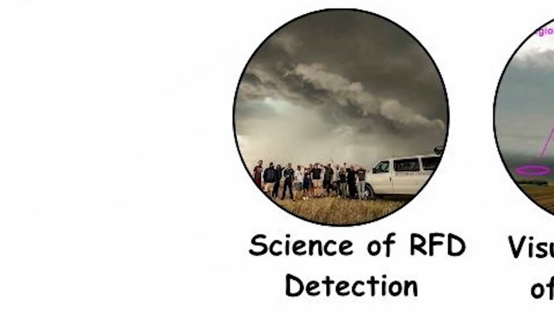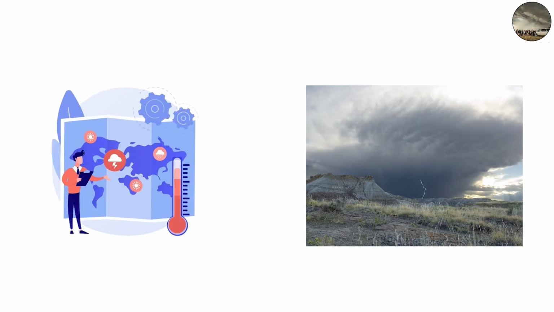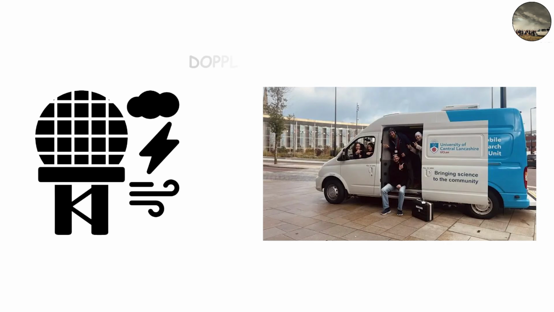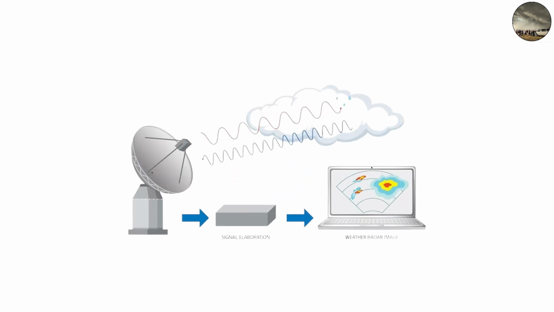The science of RFD detection. Meteorologists have made significant strides in understanding the RFD thanks to Doppler radar and mobile research units such as Doppler on wheels. On radar scans, the RFD appears as a region of strong outbound winds, a burst of air moving away from the radar, located behind the main rotation.